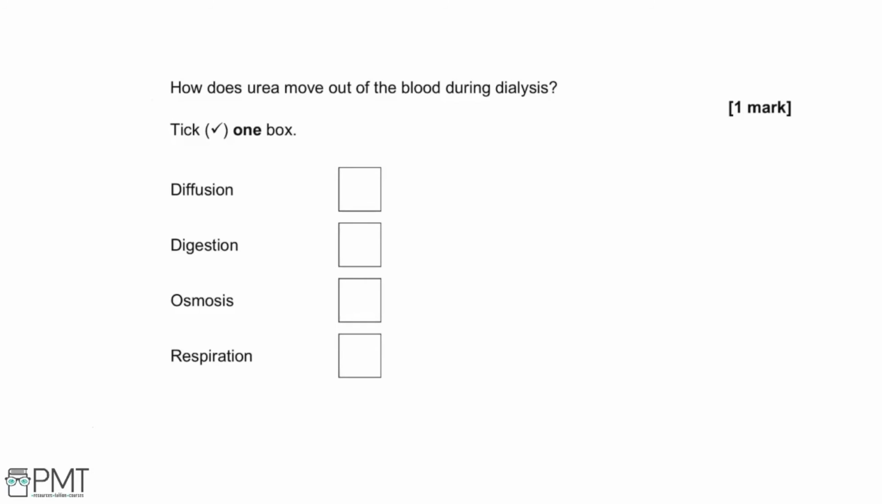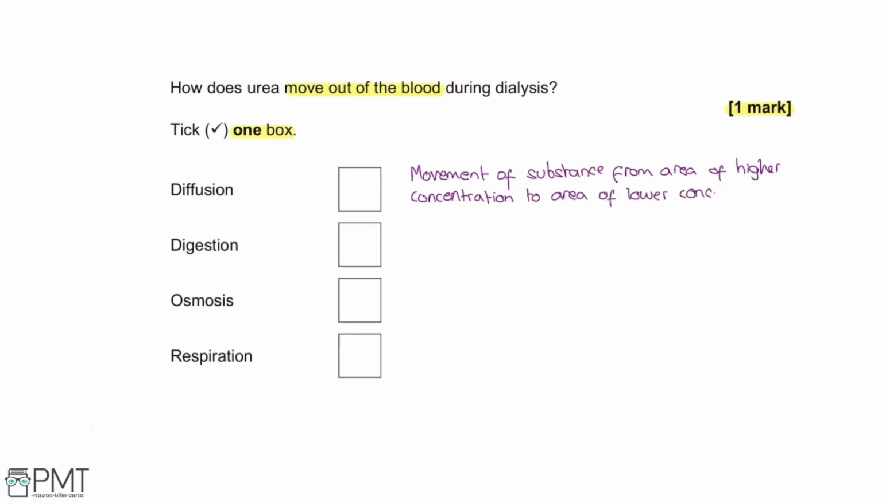How does urea move out of the blood during dialysis? Tick 1 box, and this question is worth 1 mark. So the first option in multiple choice is diffusion. And if we review what that actually means, it's the movement of substances from an area of higher concentration to an area of lower concentration along a concentration gradient. And actually that is what's happening when we have dialysis.